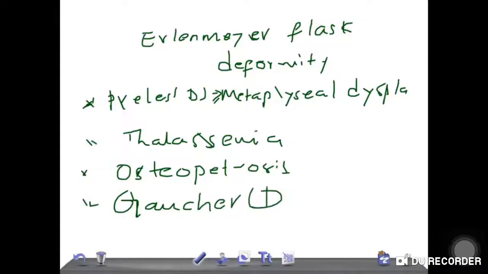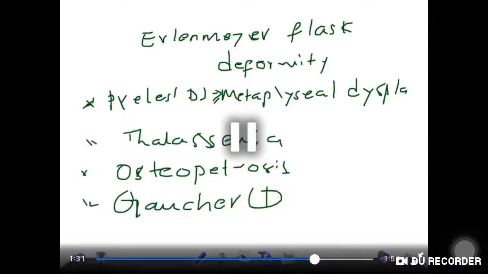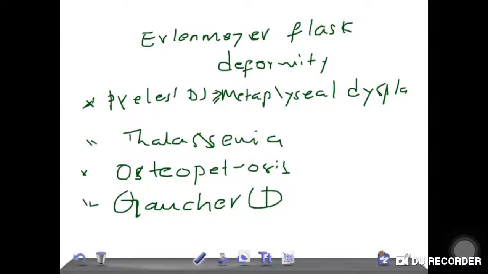So what are the causes for Erlenmeyer flask deformity? Pyle's disease, that is a metaphyseal dysplasia. Thalassemia, really very important, and osteopetrosis and Gaucher's disease. These are the important causes. There might be plenty of other causes, but for the USMLE, try to remember these.